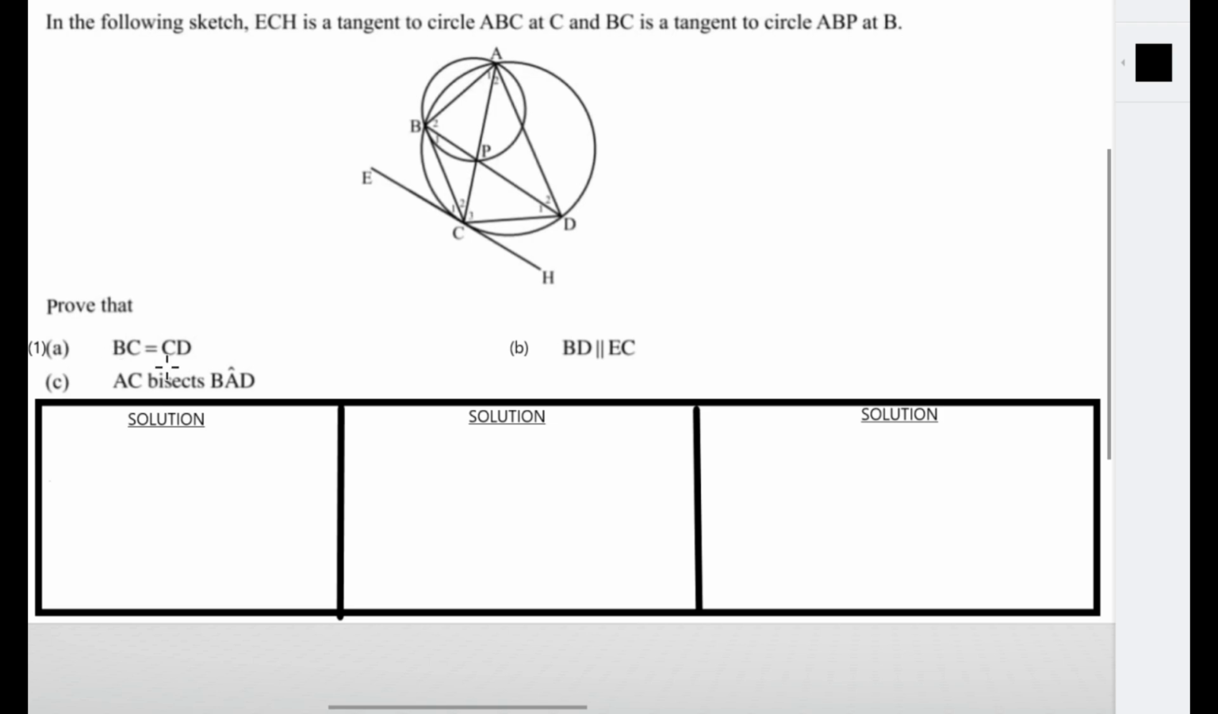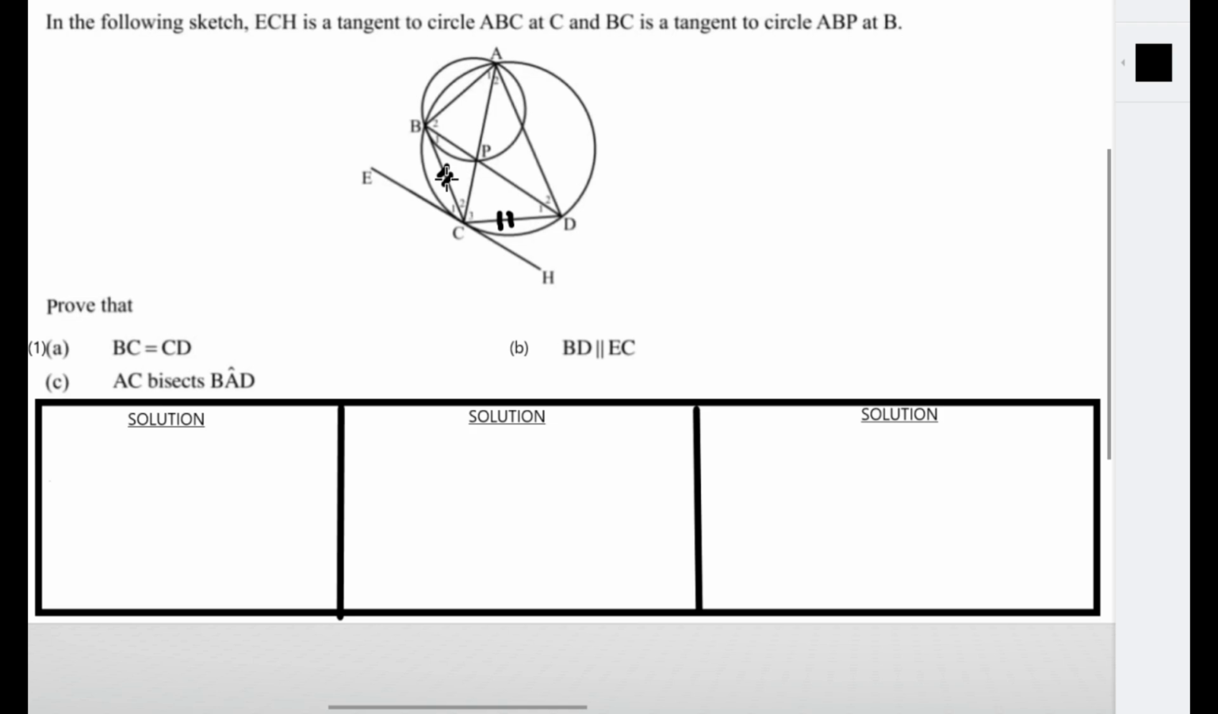Prove that BC is equal to CD. From the previous lessons I have said that to prove that lines are equal, you have to indicate in the diagram the lines that they are talking about. They are talking about BC, so we'll have to indicate that line BC. This is line BC, and they want us to prove that BC is equal to CD. This is CD. Can you see? I have indicated. So the most important thing is to indicate.